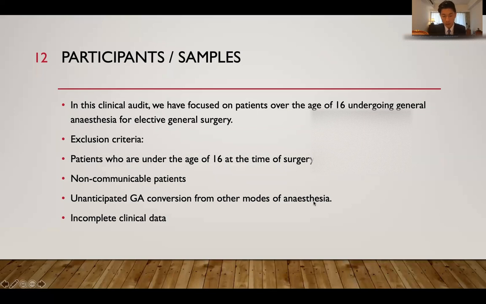The patient was planned to undergo the surgery under a regional technique or spinal anesthesia, but then somehow maybe the OT is very long, or the patient still complains of pain, so we convert it to GA. In these cases, we will not be including them, because the regional technique or spinal anesthesia may be interfering with our results. So it would not be a wise decision to include them. Incomplete clinical data, of course, we are unable to process, so we are not including that either.